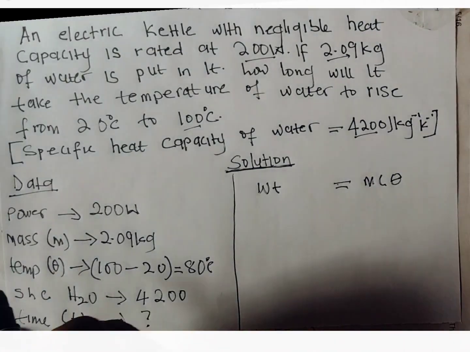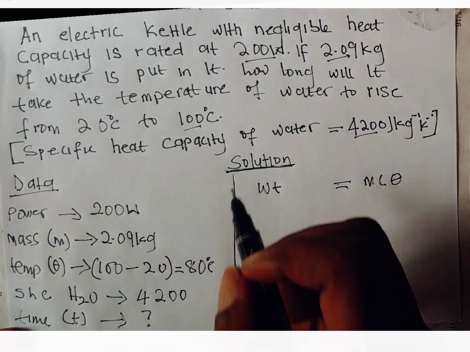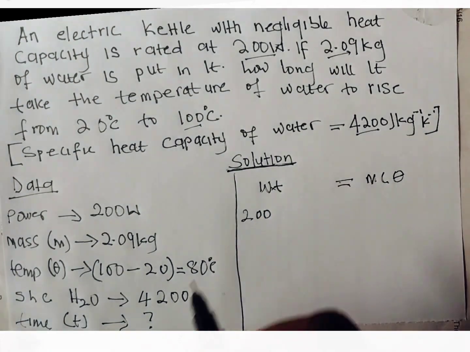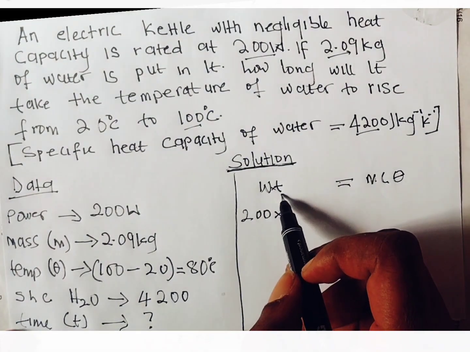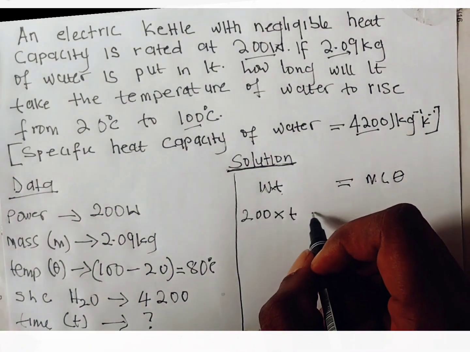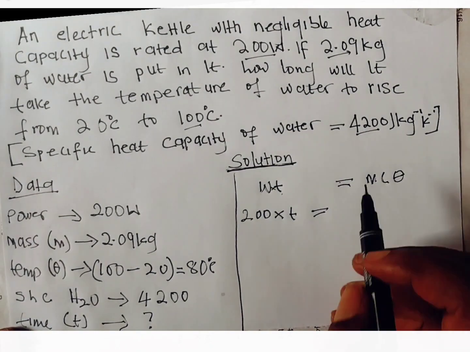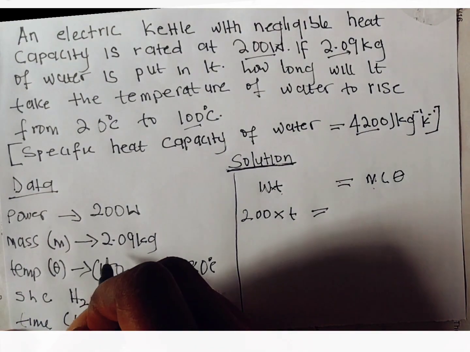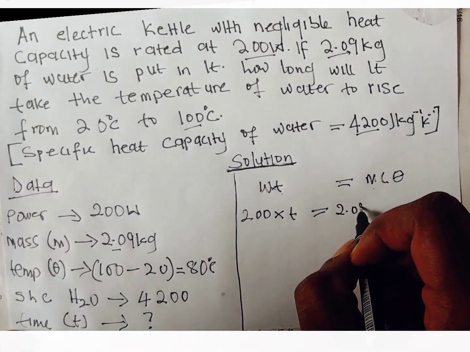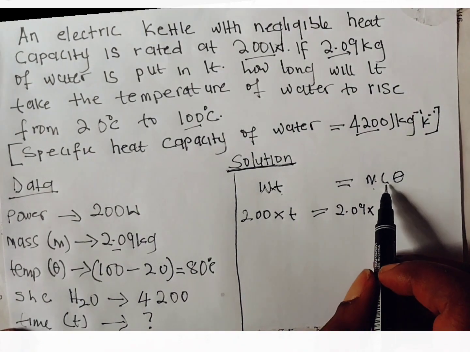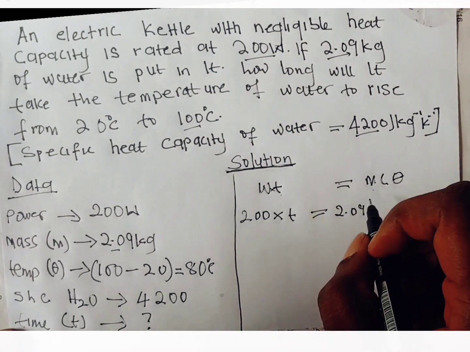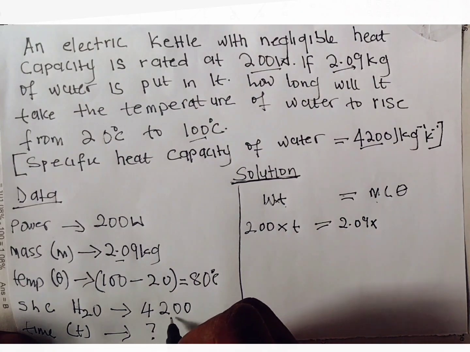Okay, our power, according to the data, is 200. So 200 times T. We are solving to obtain T. So I write T equals... Put this equals to M, which is mass. Our mass is 2.09. So I write 2.09 times our specific heat capacity of water given to us, which is 4200. So I write times 4200.